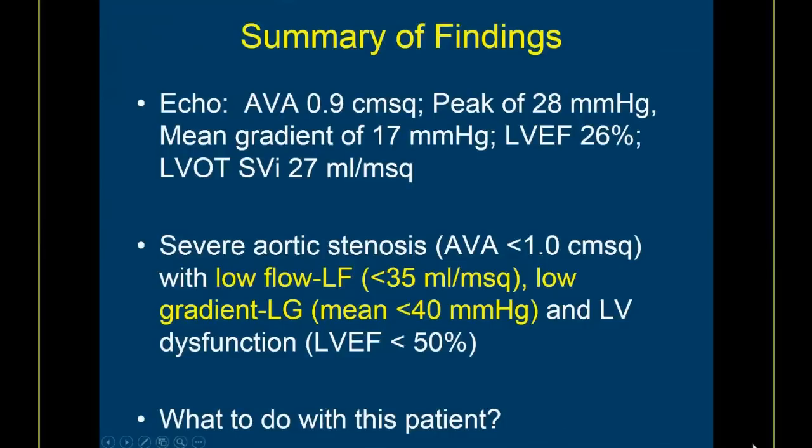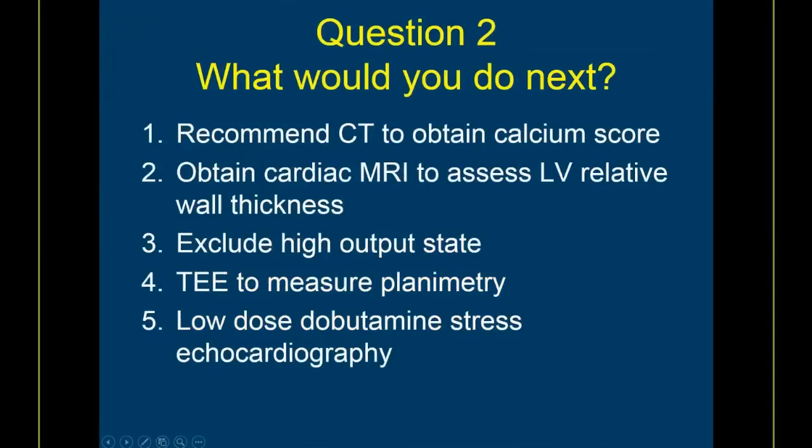So what to do with this patient? This is my second question for polling. Good answer. Only 1% wanted to get the CT. Zero for the MRI. 6% wanted to exclude a high output state. TEE was 3%. And the majority of you, 87%, wanted to go ahead and get that low-dose dobutamine stress echo. So let me get back to the slideshow.